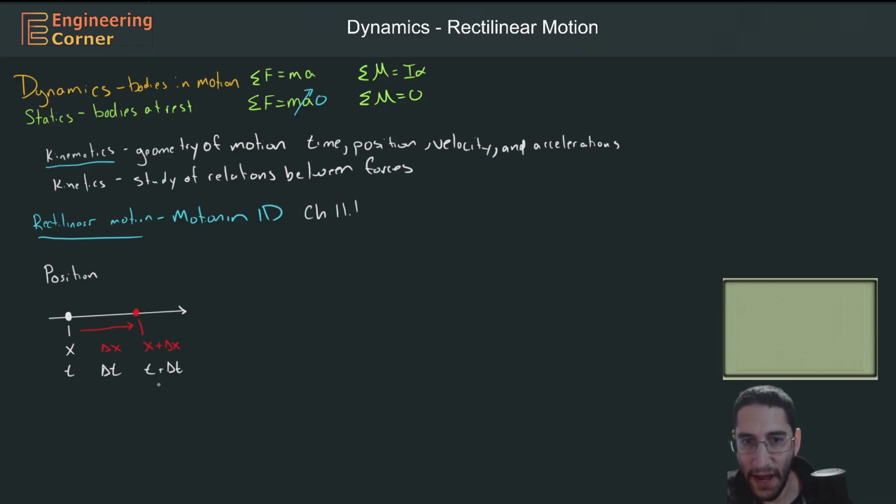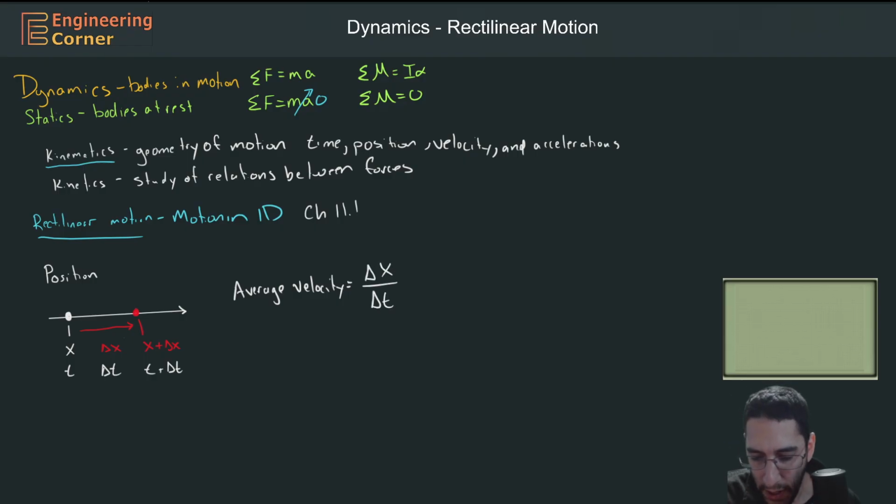Now, because I have a change in position over some time, I'm going to call that a velocity. So my average velocity is going to be whatever this change in distance is over whatever my change in time is. So it's going to be change in x over change in time. Now, while this is useful, what we want to do is keep making this change in time and this change in x get smaller and smaller.